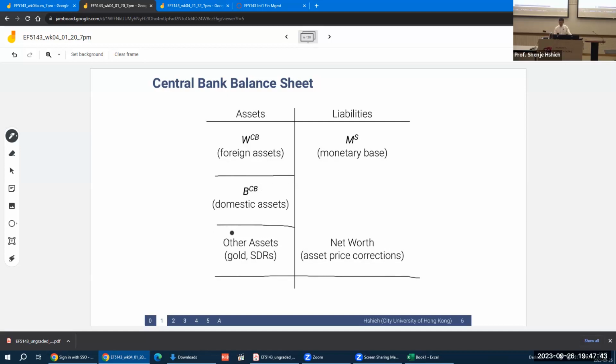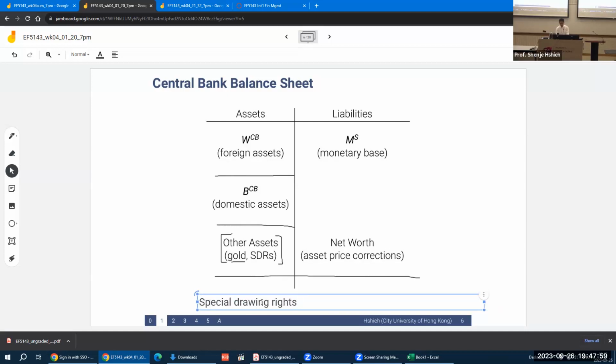Of course, there are other types of assets that a central bank can hold. They can hold commodities like gold. They can hold what's called SDRs, which stands for special drawing rights. It's basically a global currency run by the IMF. Think of it as a currency weighted by a basket of currencies that only banks use to lend and borrow from each other. We're not going to talk about that in this class, but just know that these things do exist on different countries' central bank balance sheets.